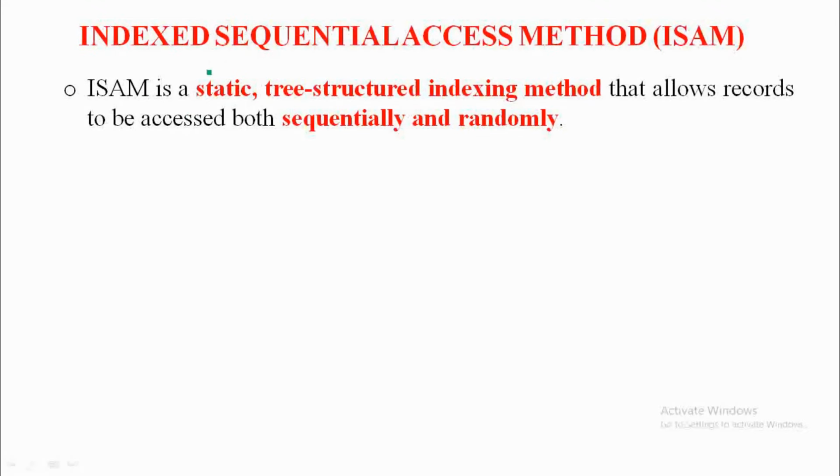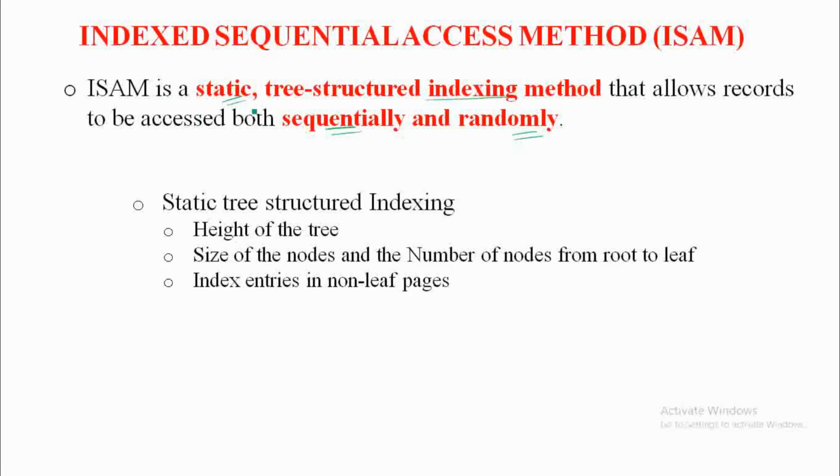Let's now discuss what is ISAM method. ISAM is a static pre-structured indexing method that allows records to be accessed both sequentially as well as randomly. This method is known as static method because once the tree is constructed, the height of the tree, size of the nodes and number of nodes from root to leaf and index entries in non-leaf pages will never be changed. That remains constant once the tree is constructed. That's why this method is known as static pre-structured indexing method.